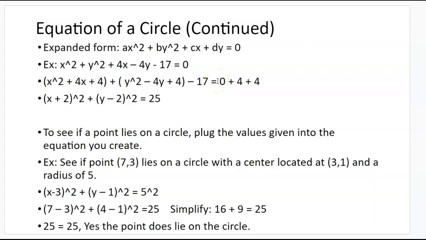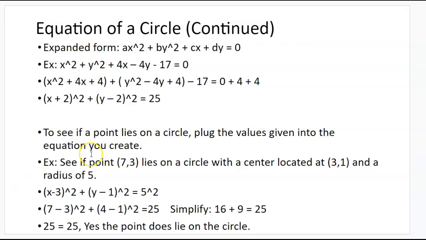But since we added on two 4s when we derive the square, we have to do it also to the other side, because it is what is needed in order to keep the equation equal. And so then when we simplify, we end up with (x + 2)^2 + (y - 2)^2 = 25. And to see if a point lies on the circle, we need to plug the values given into the equation that we get.